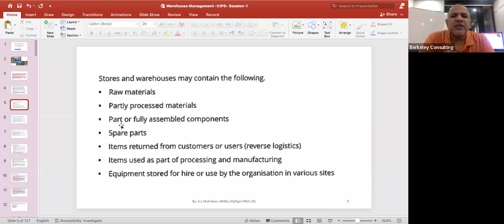Stores and warehouses may contain the following: raw material, partly processed material, which is work in progress, fully assembled components and spare parts, and items returned from customers. These are what we call damaged or returned items. We call it return management, right? So these will also be kept in the warehouse, and you should have space for managing the returns. Also items used in the manufacturing process and equipment stored that you are going to deal with in that particular warehouse.